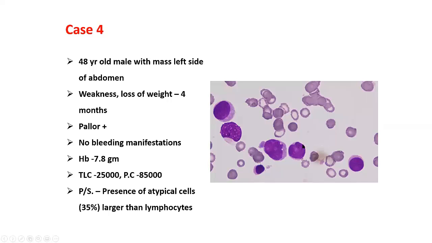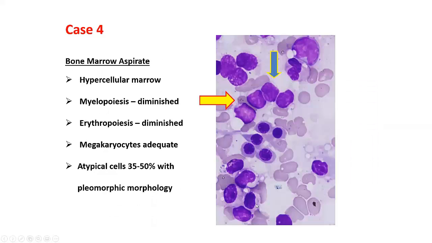So whenever we find pleomorphic morphology, the possibility of lymphoma spillover cannot be ruled out, but this patient had no lymph nodes. There was only a mass on the left side indicating the spleen. And such cells were large, and they were 35%, and all of them were larger than, of course, the lymphocytes.